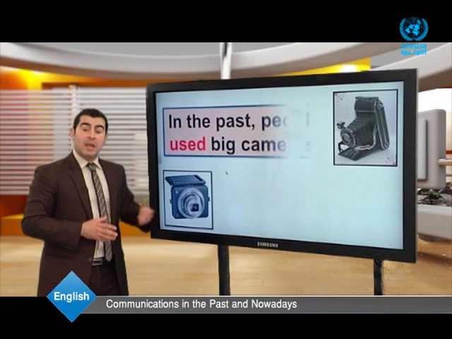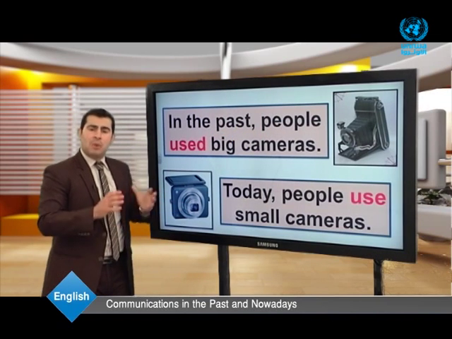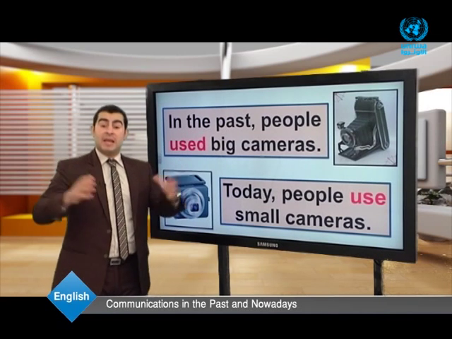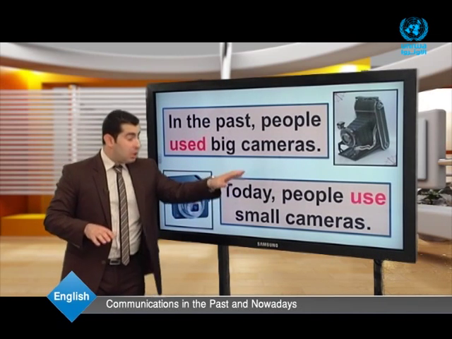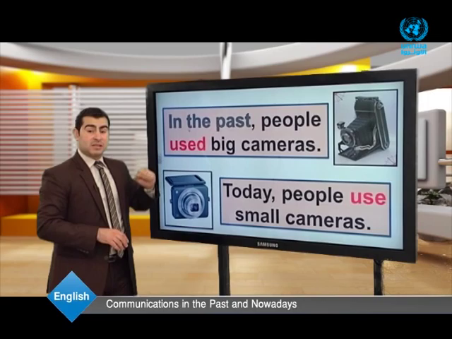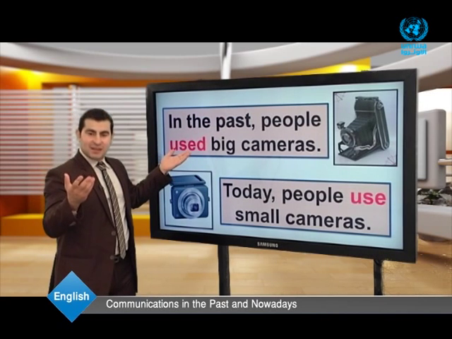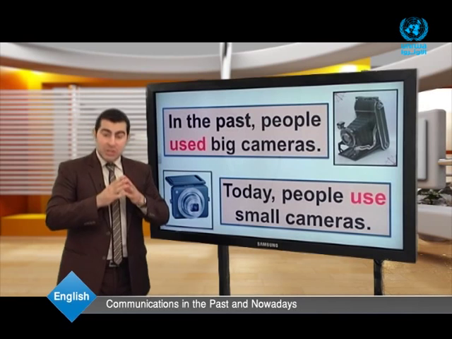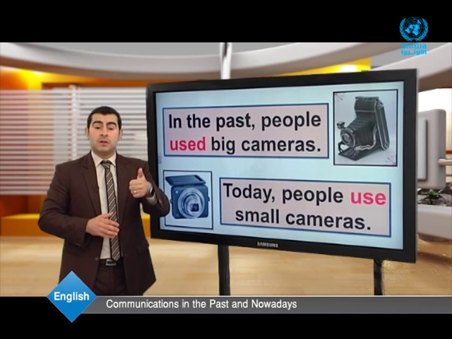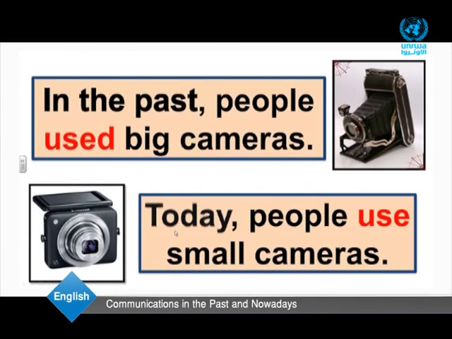What about these ones? How we have two cameras, a big camera and a small camera. In the past, people used big cameras. But today, people use small cameras. Now look how we have in the past. So we use used, which is the second form of the verb use. How we used use, the first form of the verb use. Why? Because we have today. So in the past, people used, and today people use.